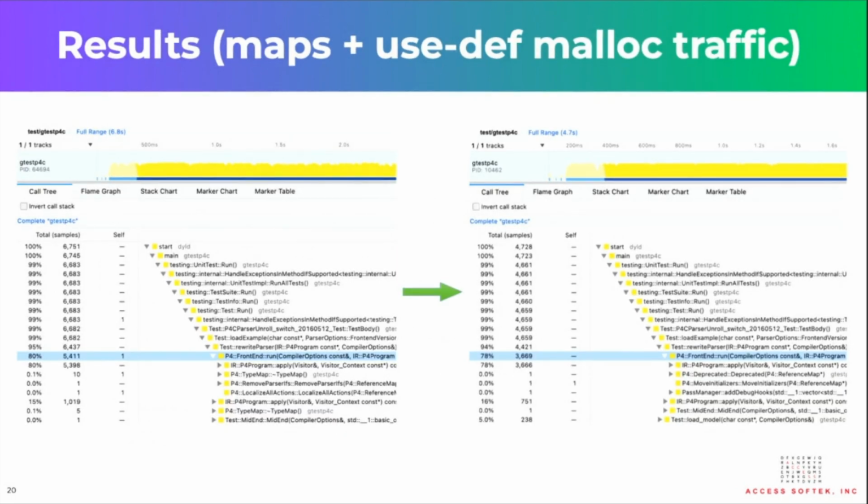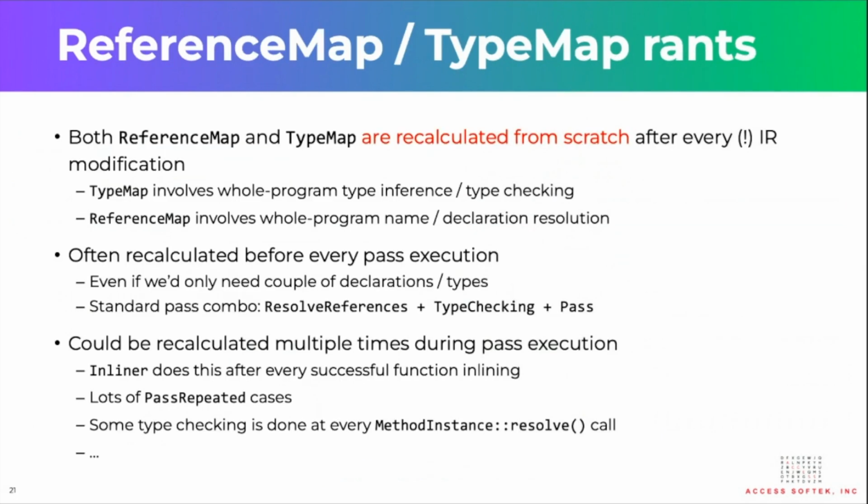All right, so let's see if we can improve a few things here and there. These are the results when we improved the maps' internals plus some use-def malloc traffic, and we obtained another 40% reduction. As I said, both reference and type maps are recalculated from scratch after every IR modification. That's probably not the best idea. Even more, it's often recalculated before every pass execution, so you have the typical combo of resolve references plus type checking plus the pass.